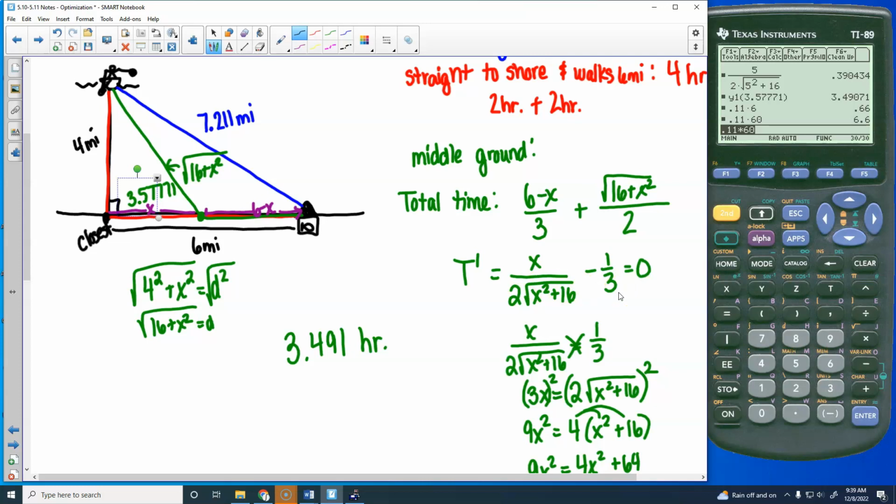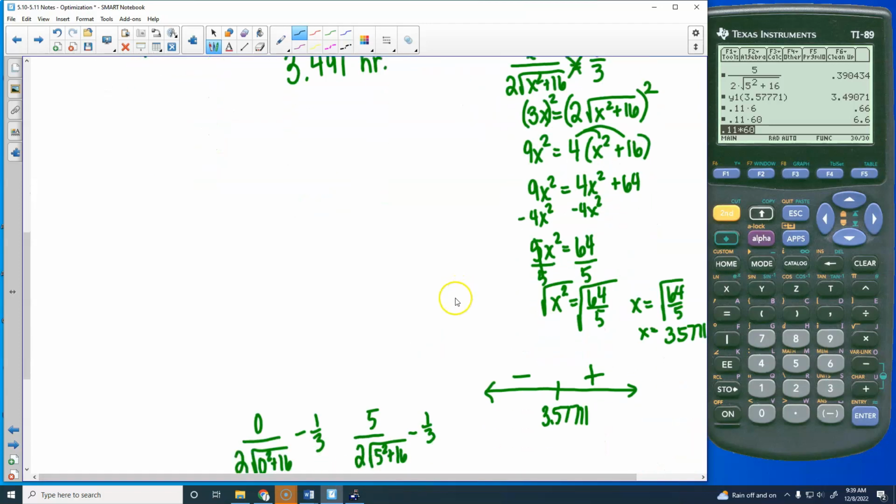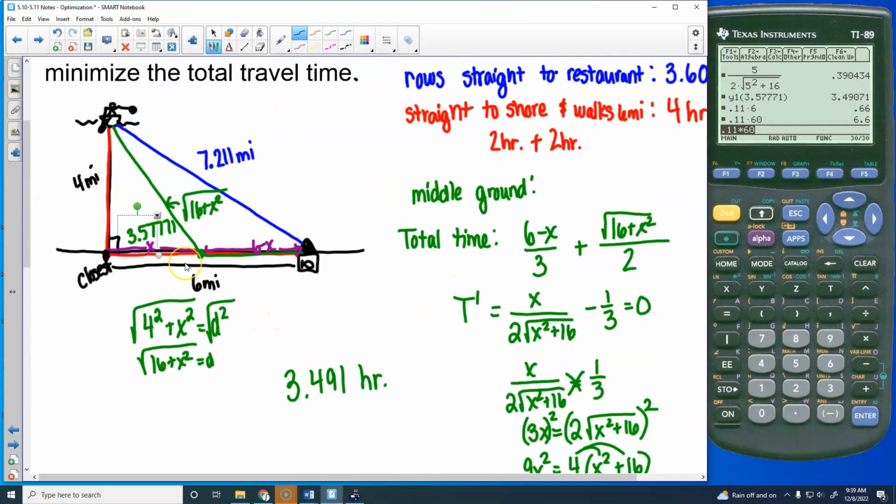To see if it is a minimum. And most of the time, especially when you only get one answer, it is the minimum. You know, if you didn't check, you'd probably be okay most of the time. But it is going to be a minimum.